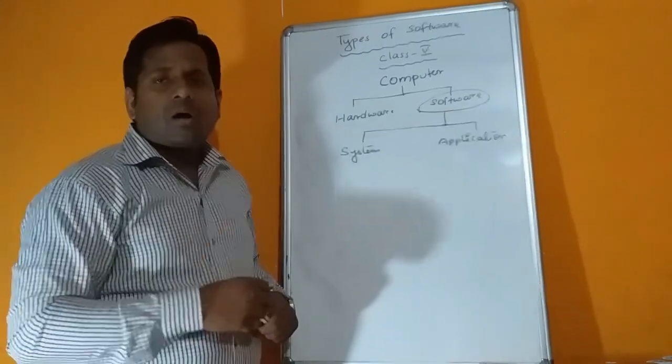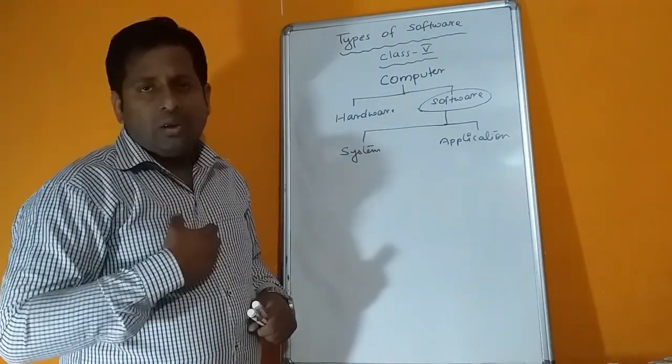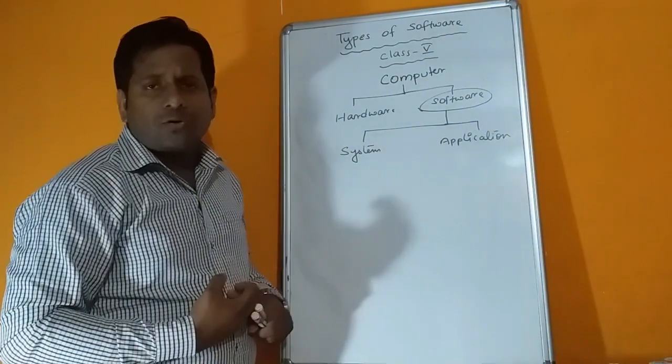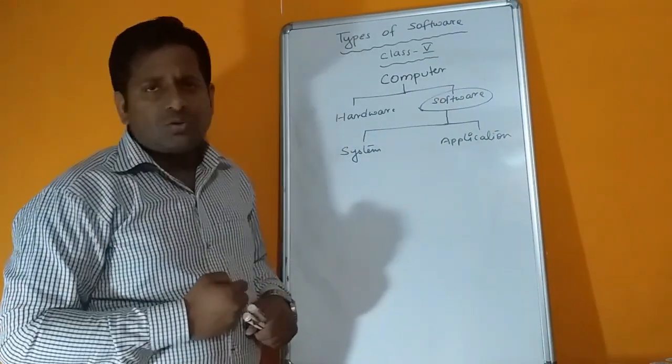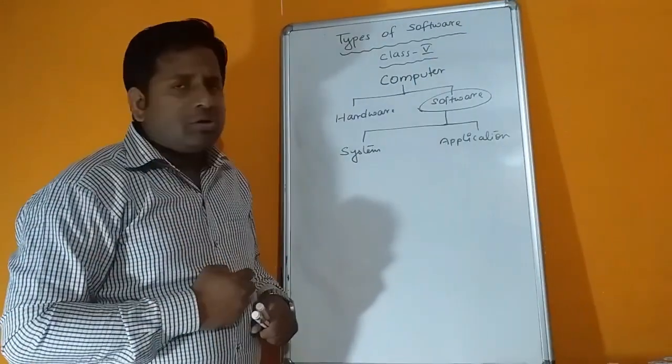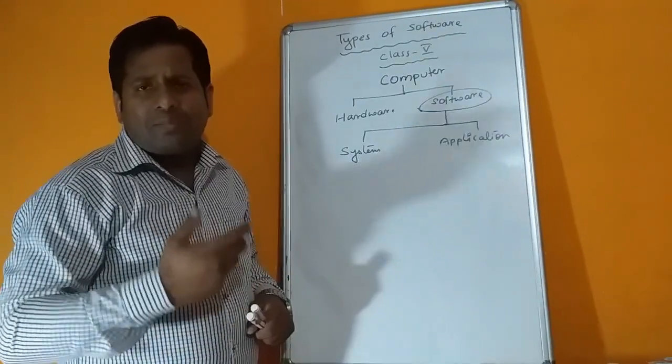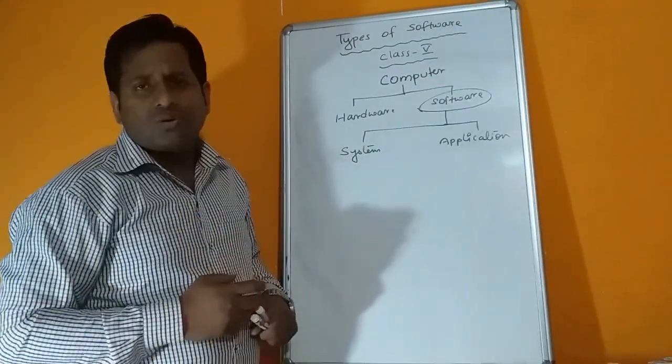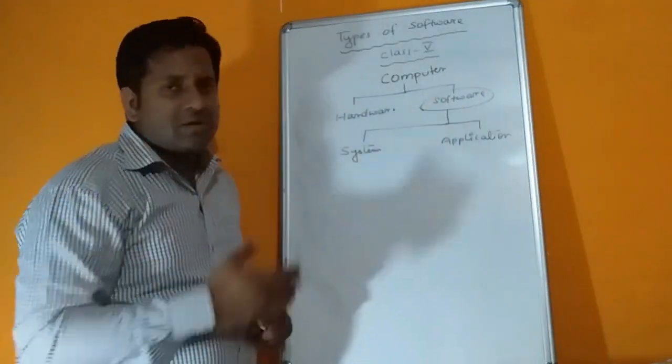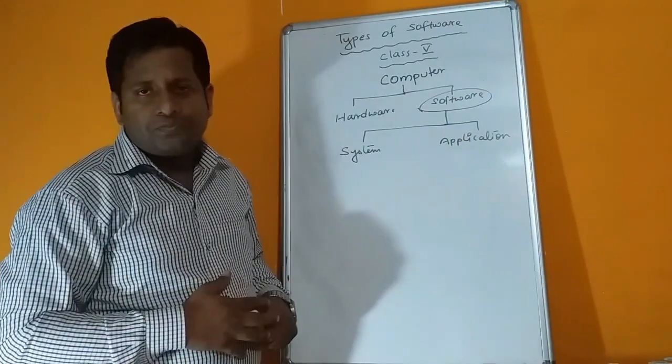Application software are user required software. If you're good in drawing, you can use Microsoft Paint. That is application software. If you love to type, write a letter or application, stories, use Microsoft Word. That is application software. And many more are there.